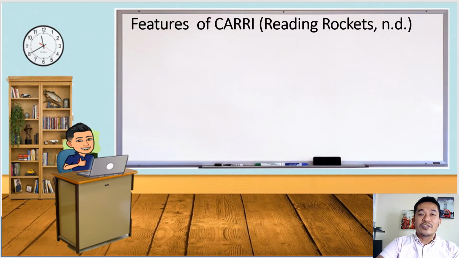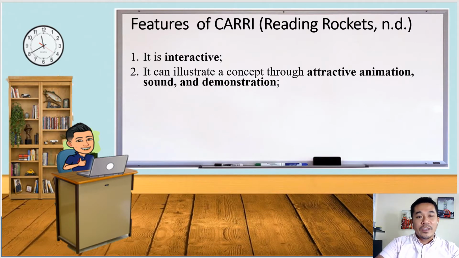What are the features of CARI or computer-assisted remedial reading instruction? First, it is interactive. Computers capture the student's attention because the programs are interactive and engage the student's spirit of competitiveness to increase their scores. Number two, it can illustrate the concept through attractive animation, sound, and demonstration.